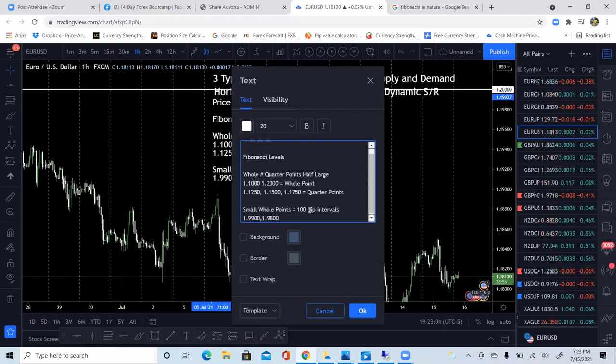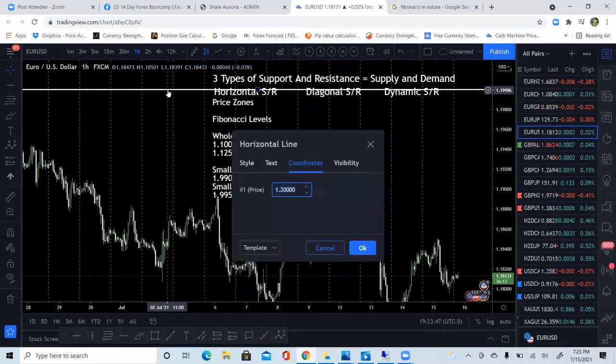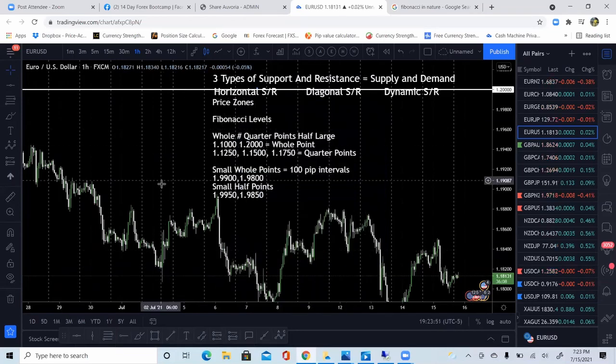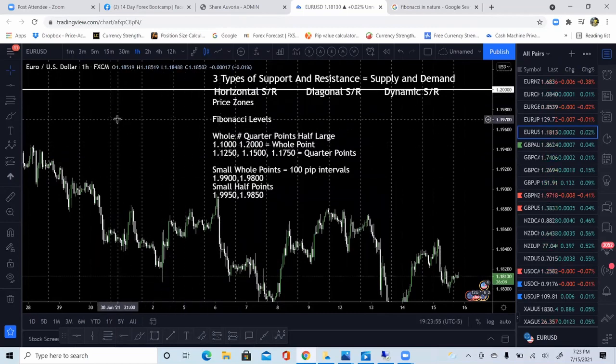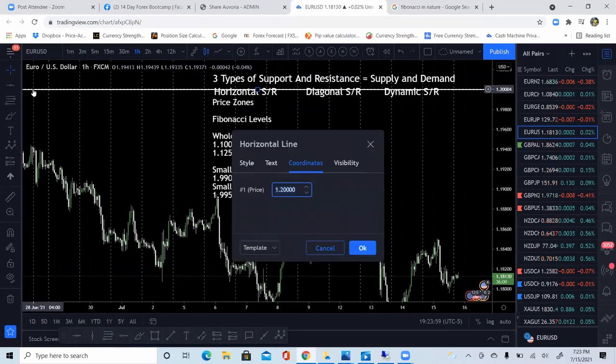And then we'll go half points. I don't really use quarter points on a small level, but I'll use small whole points and small half points. Small half points. So that would look like this. So you get 1.9950, and then you would have the next one, without using this one, you would have 1.9850. So let's use those numbers. Let me show you why this is significant. So let's clone this line again.